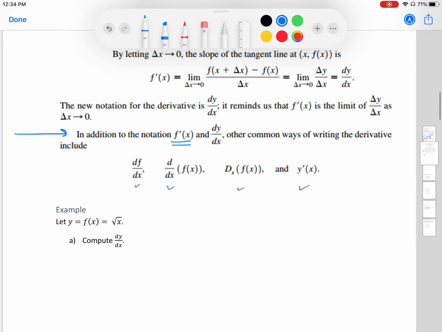So that's just notation you see. So when you see those, don't be too alarmed. It just means derivative. It means the same thing as f prime.